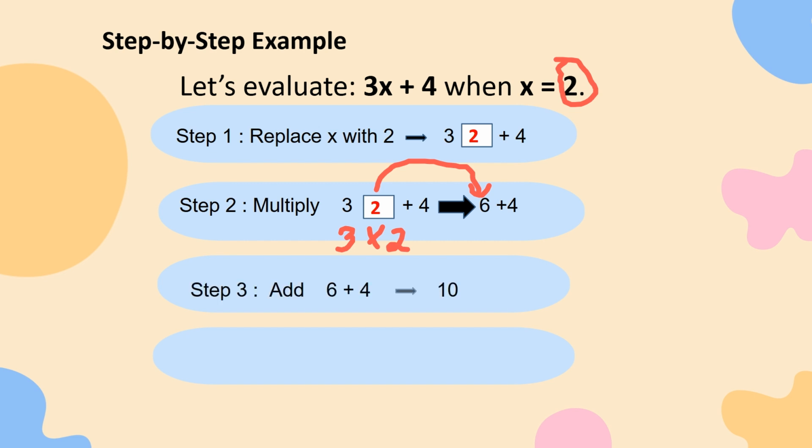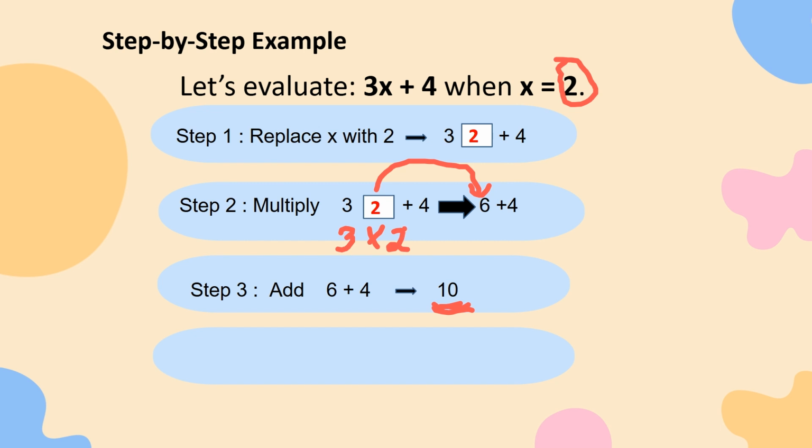Step 3, so what is now 6? Okay, 3 times 2, that would be 6. Yes. 3 times 2 is 6. Plus 4. So 6 plus 4 would now be equal to 10.